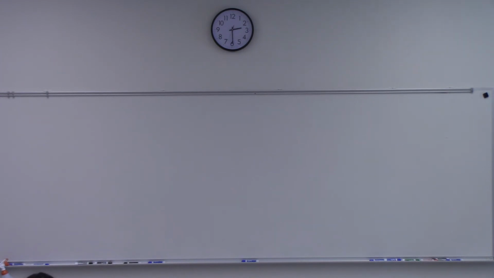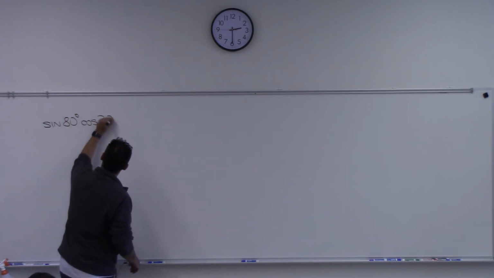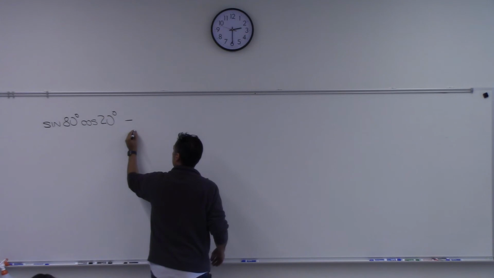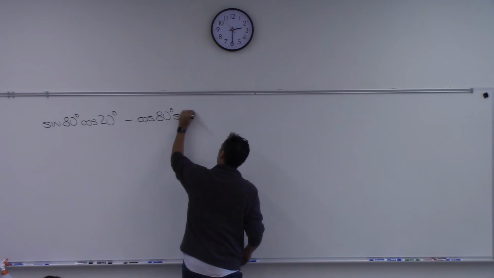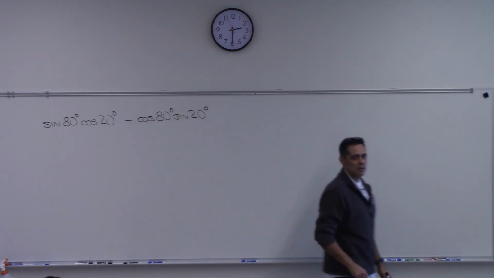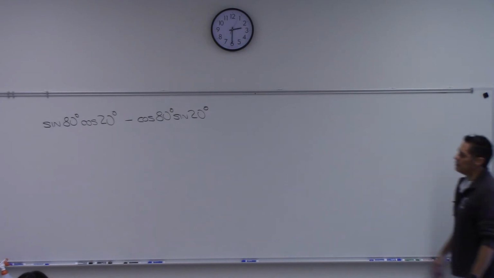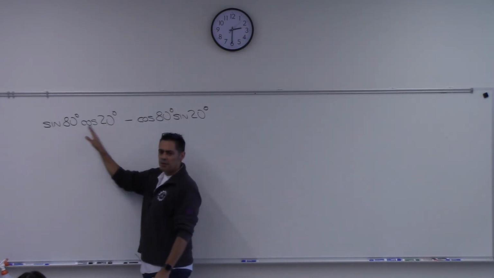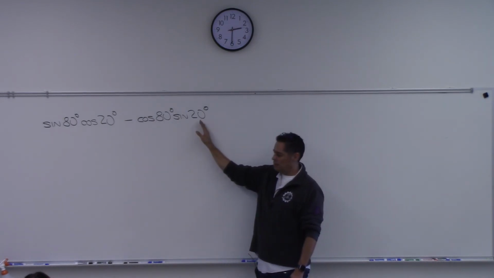How about this? I'll give you one of these. What if I wrote sine of 80 degrees times cosine of 20 degrees minus cosine of 80 degrees times sine of 20 degrees, and I asked you what this is without your calculator. Do you recognize that pattern? It's like sine of something, cosine of something, minus cosine of something, sine of something. What formula is that?